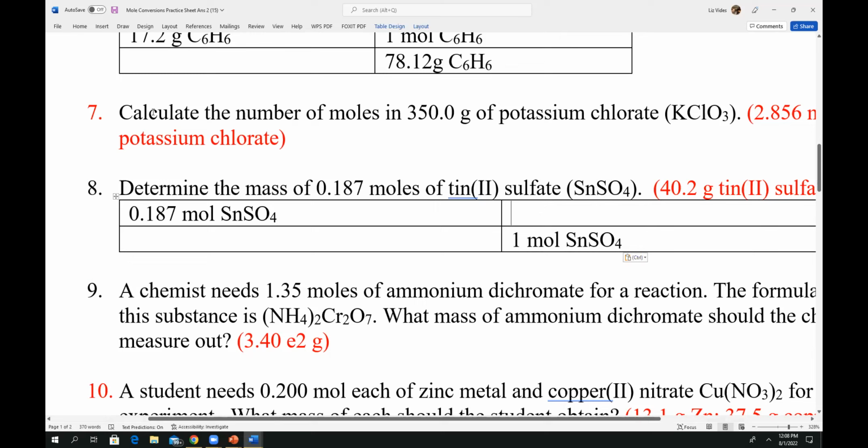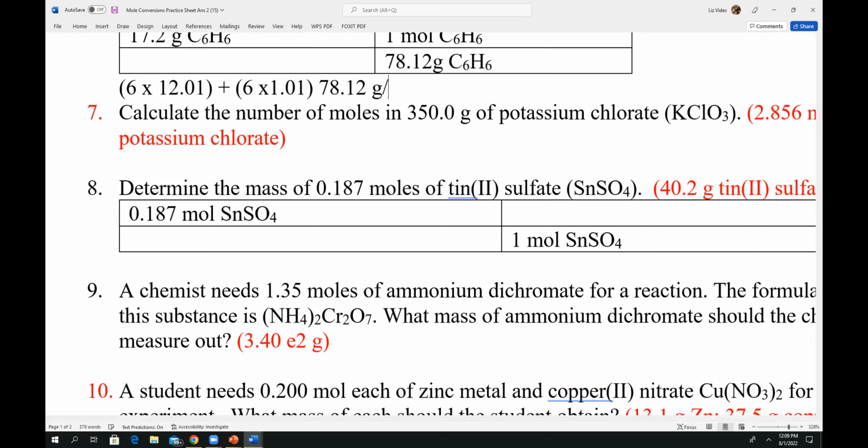Oh, you know, that's something I should have done right here. To do the molar mass of this one, you had to do 6 times 12.01, which is what I told you, but I didn't write it, I said it out loud. Plus 6 times 1.01. Okay, and that's the answer we got, which was 78.12 grams per mole. Okay, and that's that.